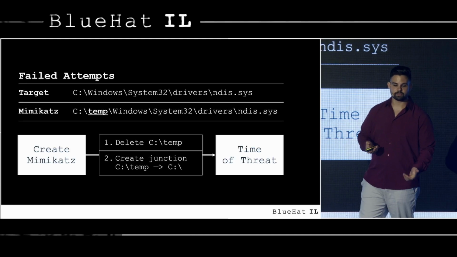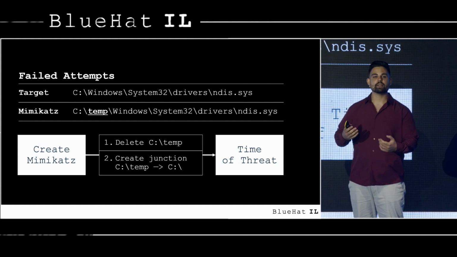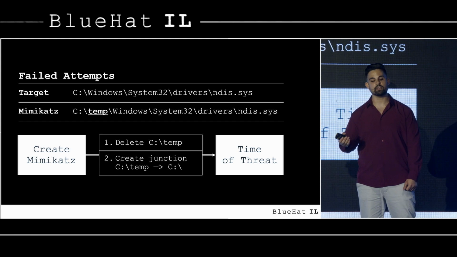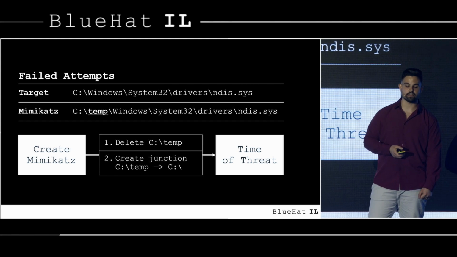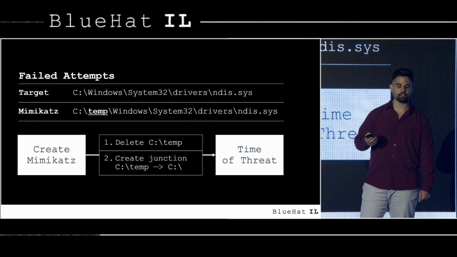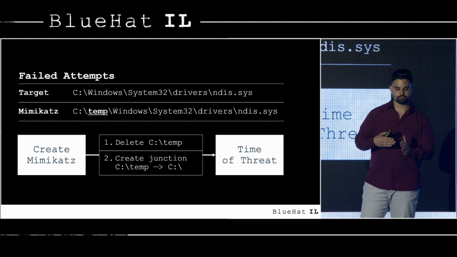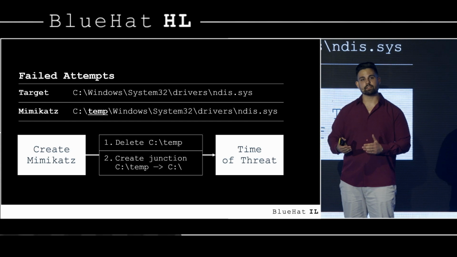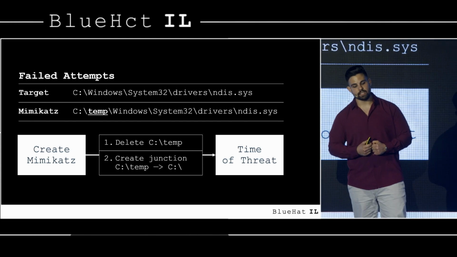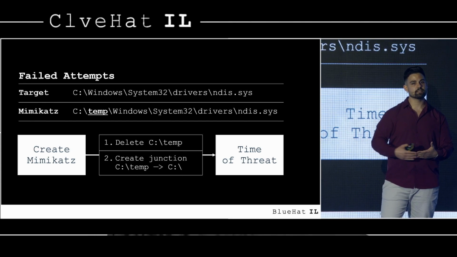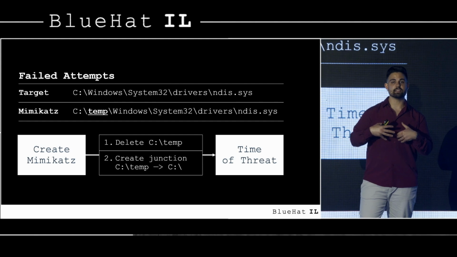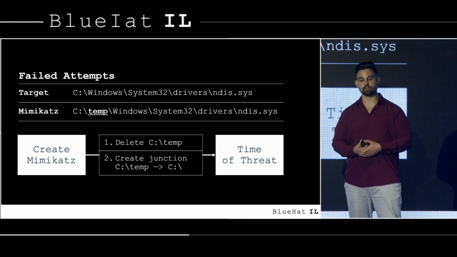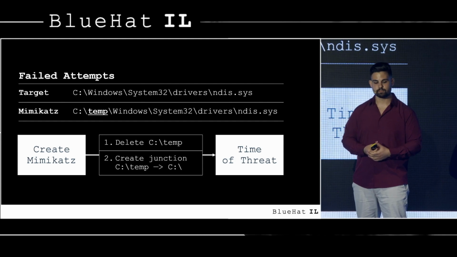So with this idea, I started testing it. I tried to create mimikatz in the path, again, C:\temp\Windows\System32\drivers\ndis.sys, as an unprivileged user, of course. And then, using the proper tools, after I created the file, just before it got deleted, I tried to delete C:\temp and create C:\temp as a junction towards the C drive in order to redirect the deletion.